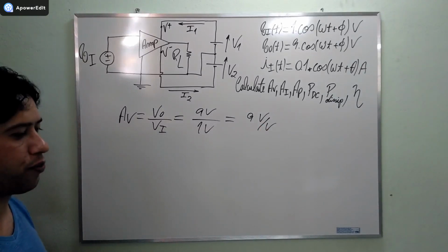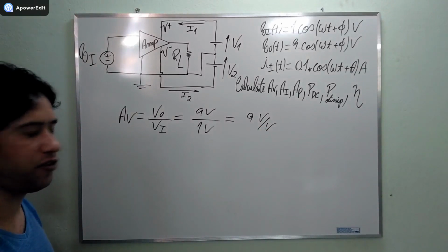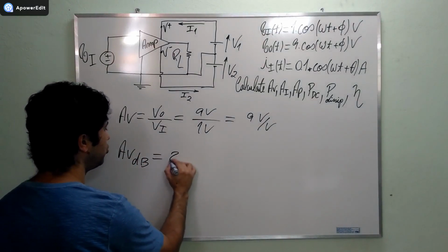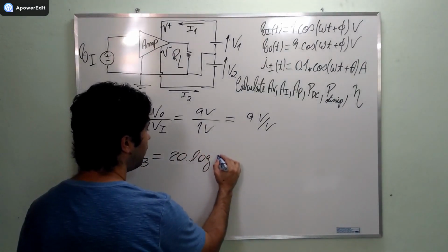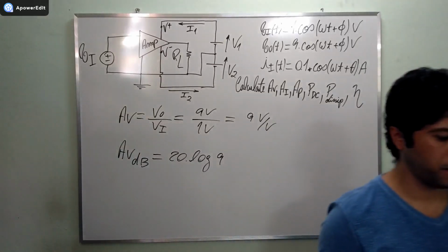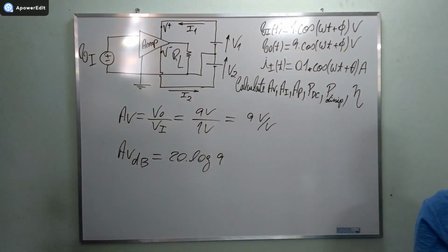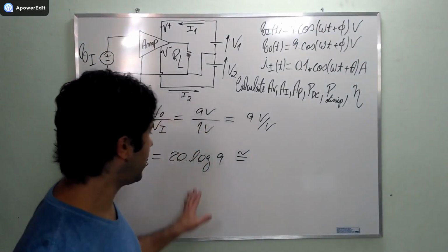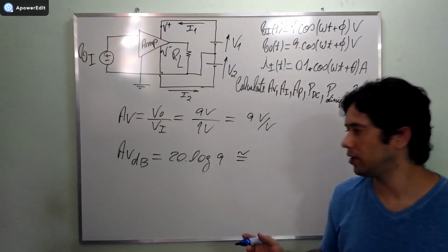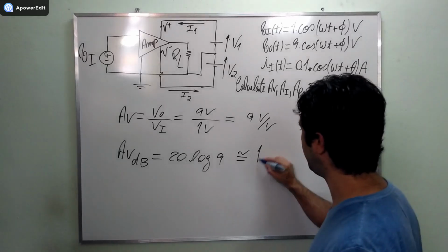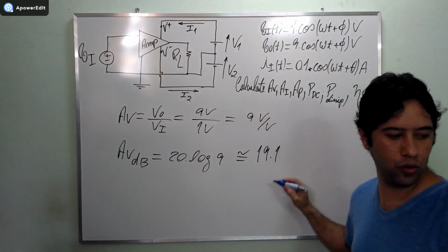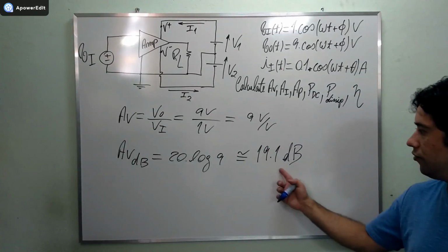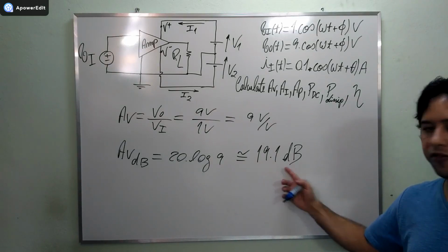And now how do we express this in decibels? The voltage gain in decibels is going to be equal to 20 times the logarithm of 9. Are you guys understanding what I'm saying? And after we use a calculator, I have already done that. You can check if I made a mistake. After we do this, we find the value of 19.1 decibels. This is the voltage gain expressed in decibels.